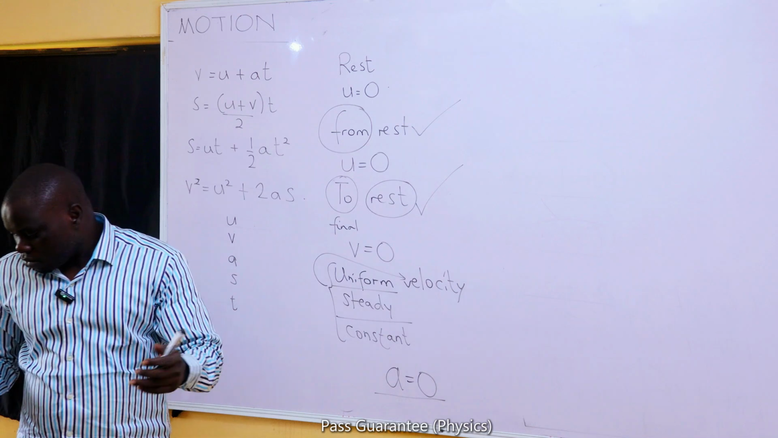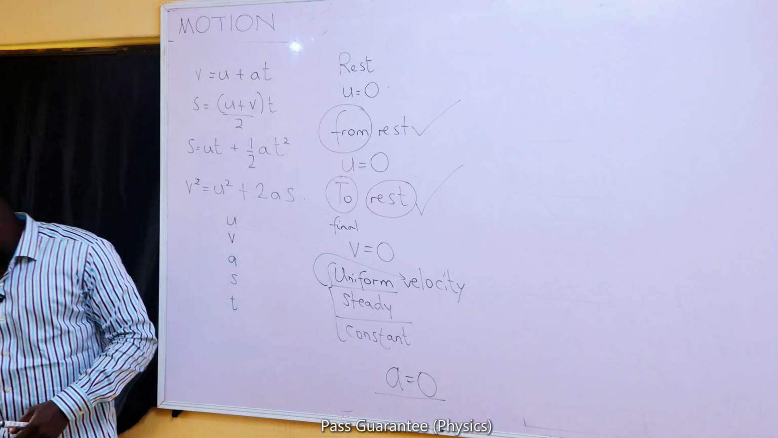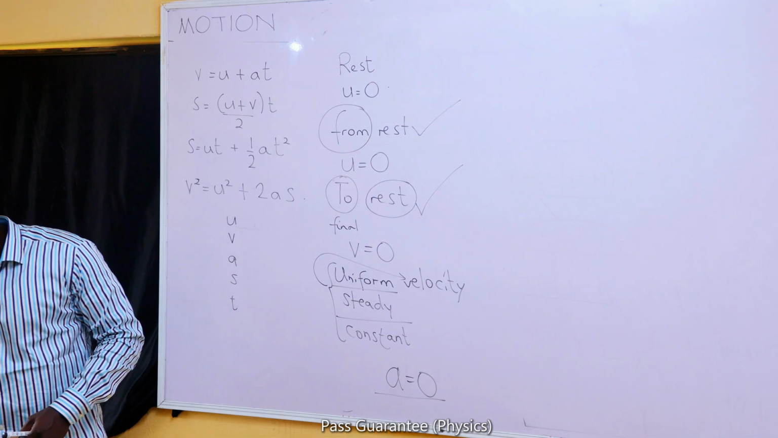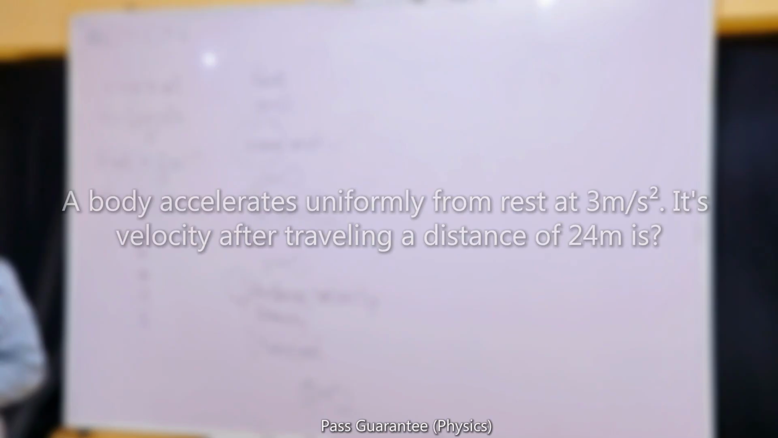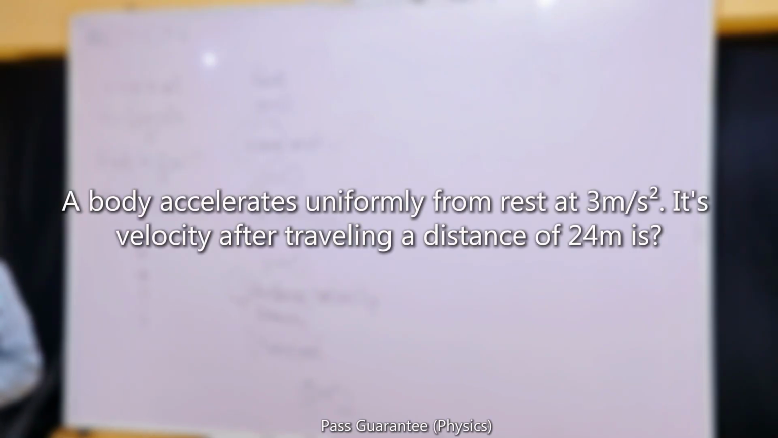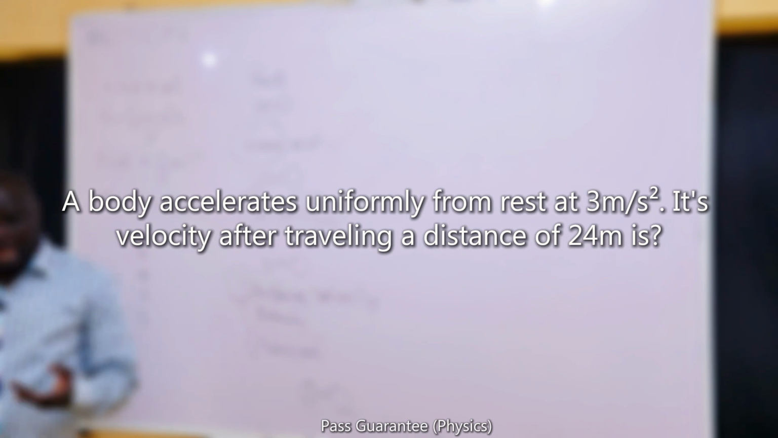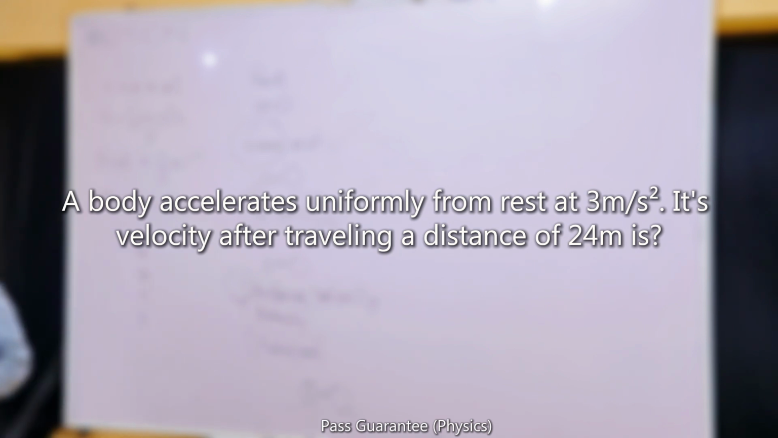And we are now going to take one or two examples to see how they can be used in a motion problem. The very first example we are going to take here is one: a body accelerates uniformly from rest at 3 meters per second squared. Its velocity after traveling a distance of 24 meters is dash. A body accelerates uniformly from rest at 3 meters per second squared. Its velocity after traveling a distance of 24 meters is dash.